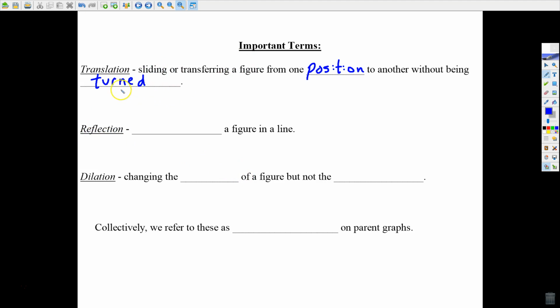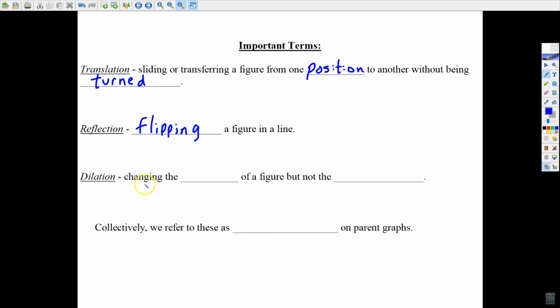And then another type of transformation is known as a reflection. And when we see the word reflection, we're thinking flipping. We're thinking flipping a figure in a line. And for us, that line is either going to be the x-axis, flipping it vertically, or the y-axis when we flip it horizontally. And I'll tell you in just a little bit how you'll know which one to do. And then we come to our final transformation, and it's known as a dilation.